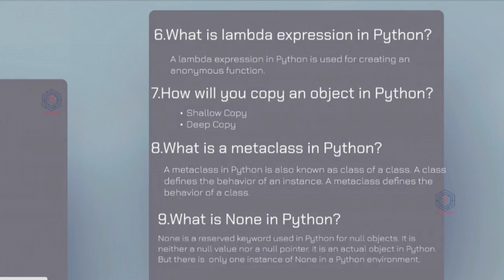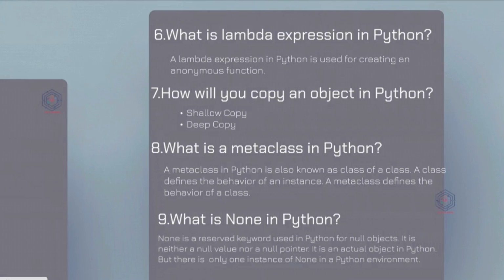Coming to the next question, how will you copy an object in Python? In Python, we have two options to copy an object. It is like cloning an object in Java. First of all, shallow copy, then deep copy. What is shallow copy? To create a shallow copy, we call copy.copy(x).